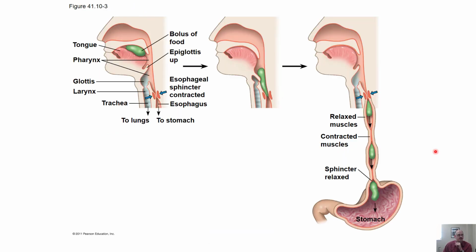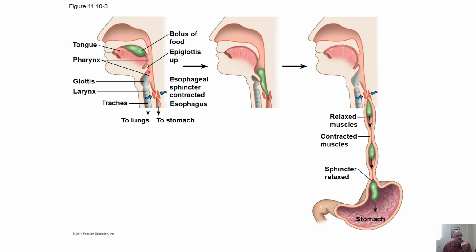All right, so here's a diagram. We have this object that's in green here. It's called a bolus. A bolus is just chewed up food, okay? So it's food and saliva kind of mixed together. So mastication takes place. That means chewing. Mastication is to chew. The food is chewed. The tongue is raised.